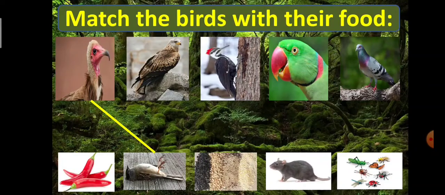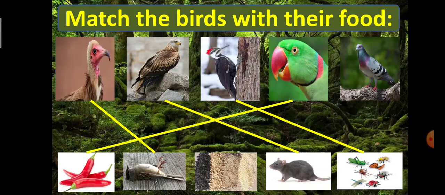So the first one is the vulture. The vulture eats dead animals, right? Now the second one is the kite. The kite eats rats. Okay. Now the third one, which bird is this? Yes, it's a woodpecker. The woodpecker eats insects, right? Now this one is the parrot. The parrot likes chili, right? Now this bird is the pigeon. The pigeon eats grains. Okay. So you have to match in your textbook. Okay. Now next.